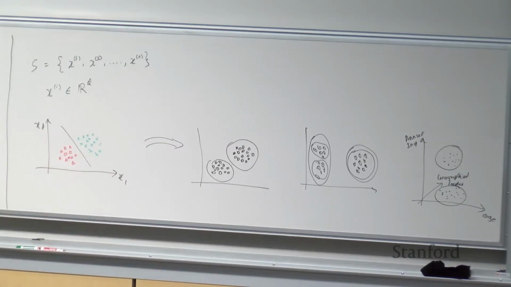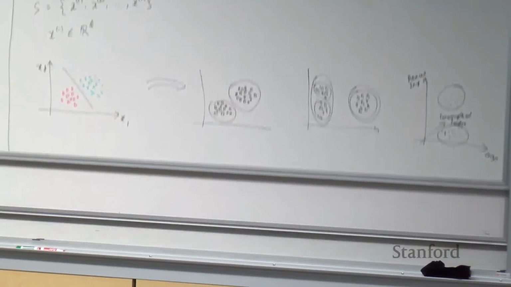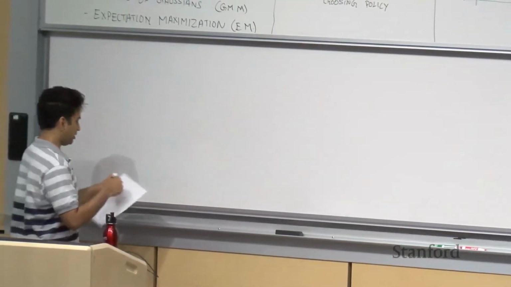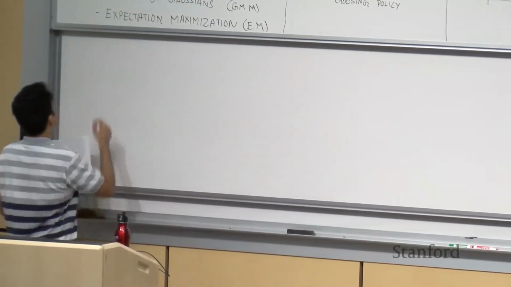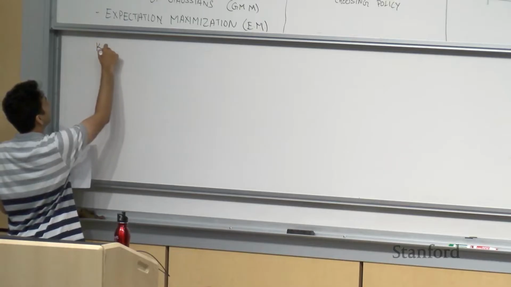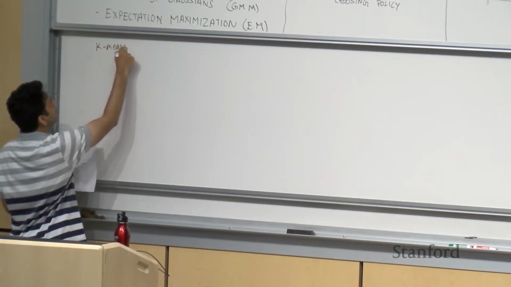The first unsupervised learning algorithm that we'll be seeing is something called the k-means clustering algorithm. The k-means clustering algorithm is pretty straightforward. This is probably one of the simplest algorithms for unsupervised learning. K-means algorithm.